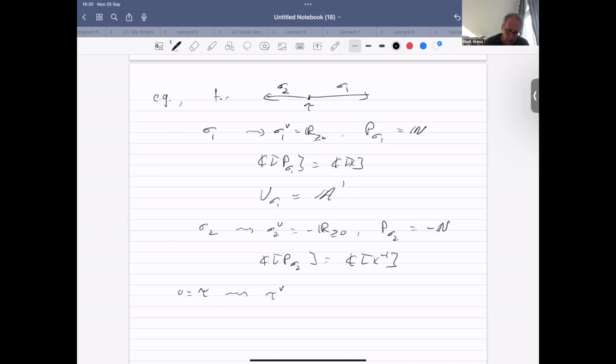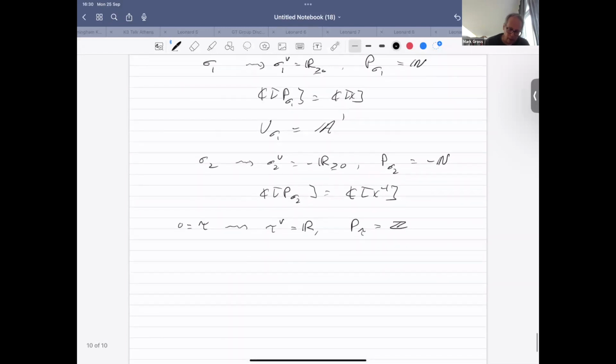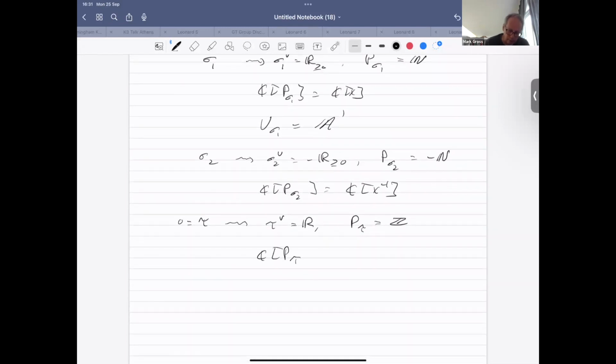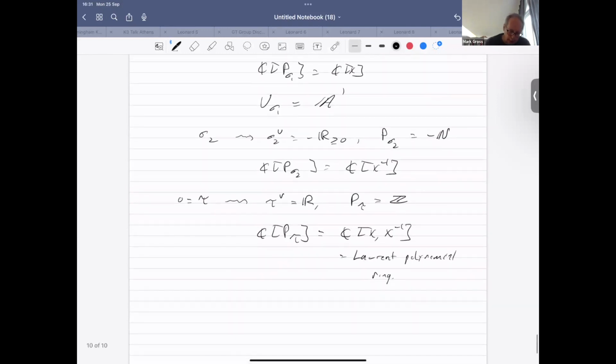so that's 0. Everything is non-negative on tau, so this is all of R, and P tau then is just the integers Z. And so we often write C[P tau] as polynomials in x and x inverse. It's sometimes called the Laurent polynomial ring. It's like Laurent Taylor series, Laurent power series, but just finite. And U tau is just, it can be identified with C star, this is C minus 0.